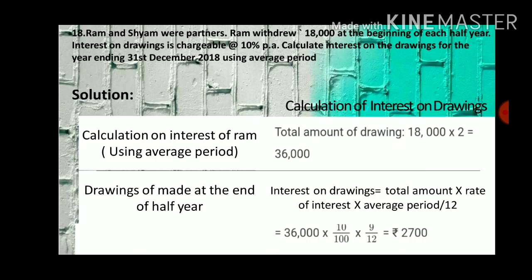Okay. The calculation of interest on drawings of Ram, using the average period method. What is the formula of the average period method? Total amount of drawing into rate of interest into average period divided by 12. The total amount of drawing is 36,000. So 18 into 2.